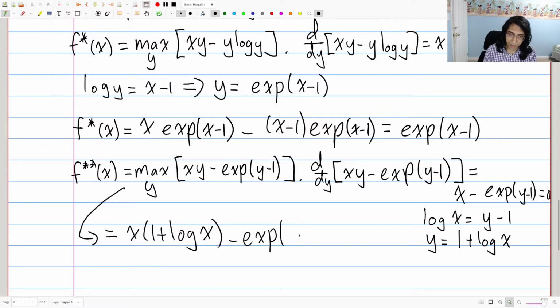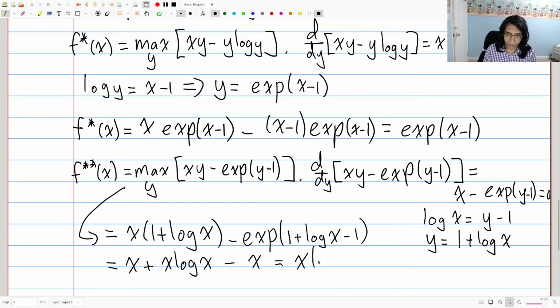Well, you can see what happens here. It'll be, just sub this in, 1 plus log x minus 1. And if you do this, it'll just become minus x. So this is equal to x plus x log x minus x, which is equal to x log x. That's our final answer. That is the Fenchel conjugate of the Fenchel conjugate.